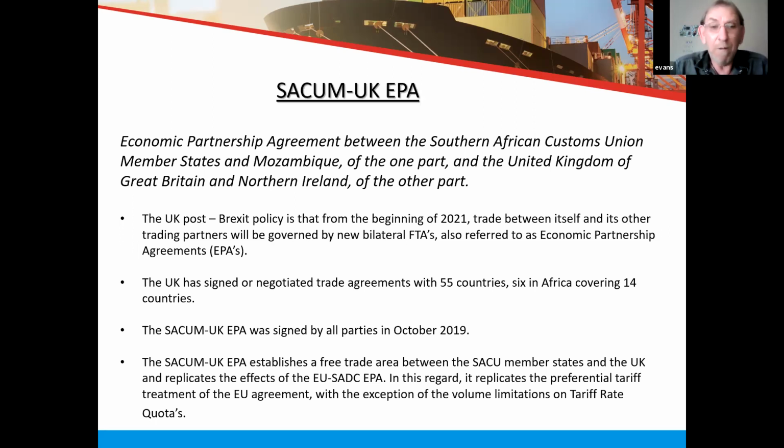still in effect. So it's literally a copy and paste, if you want to put it in those sort of terms. So everything is replicated. The EU trade agreement has been carried over and it's simply now between us and the UK.